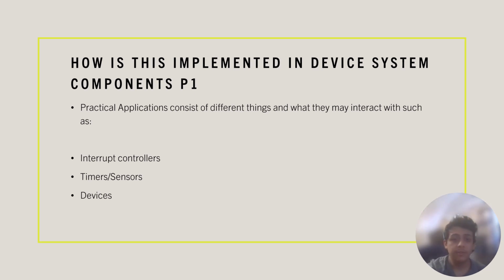Now our next point is, how is this implemented in device system components? Part 1. Interrupts are integrated into device components to enable efficient communication between the hardware and the operating system. Some points to consider are interrupt controllers. They manage multiple interrupt signals from different devices and prioritize them for the CPU. Next we have devices. Keyboards, mice, and storage devices use interrupts to notify the system when user input or data transfer is required. And next we have timers and sensors, which means real-time systems use hardware timers and sensors that trigger interrupts for precise task execution.